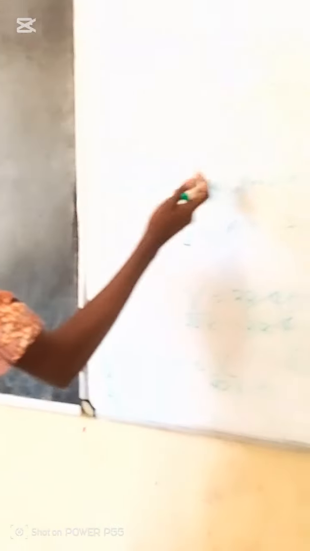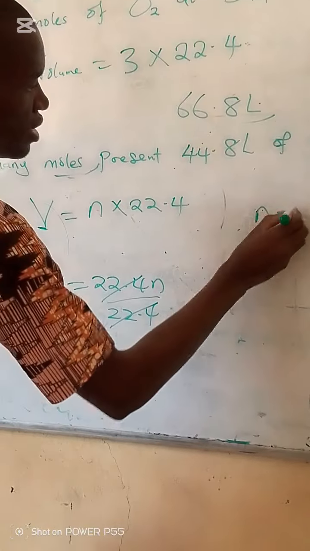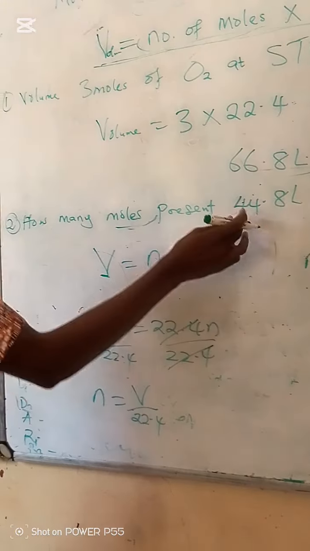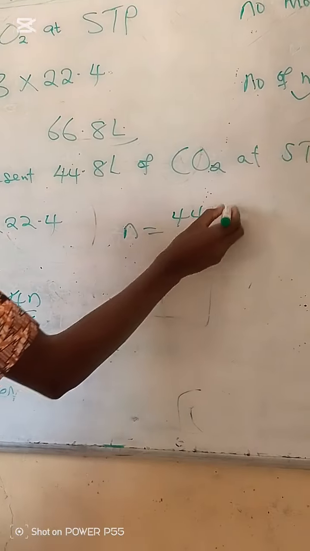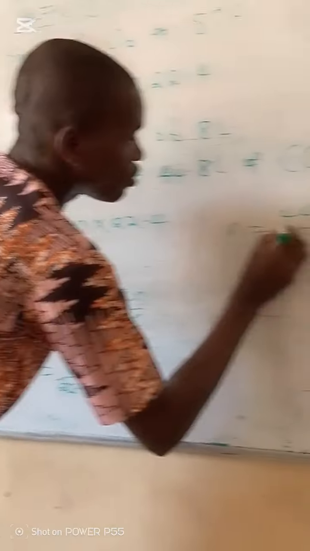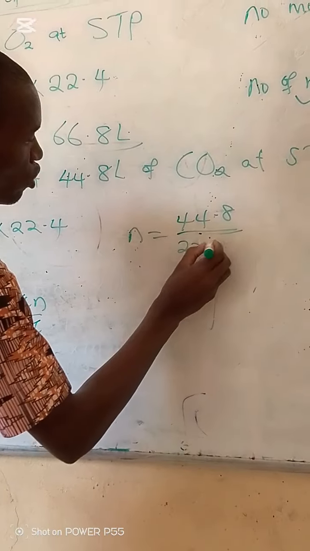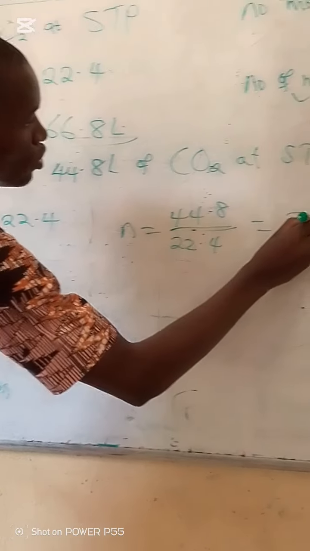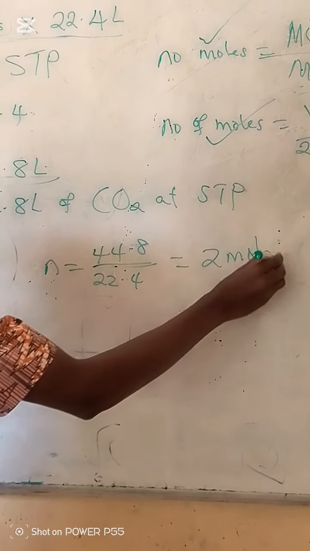Alright, so now we have derived our formula. Let's quickly calculate the number of moles. n is equal to, what is our V now? Volume is given as 44.8. What is our, okay, the molar volume is given as 22.4. The final answer will be what? 2 moles. I hope this is clear.